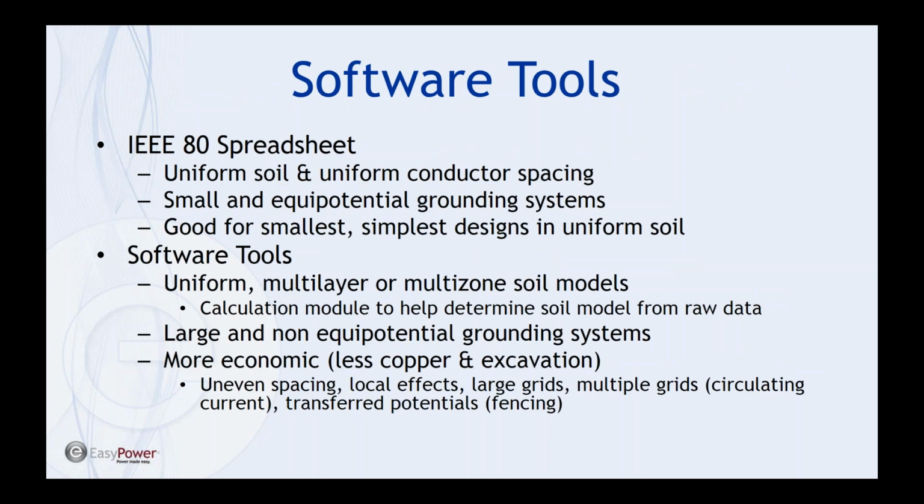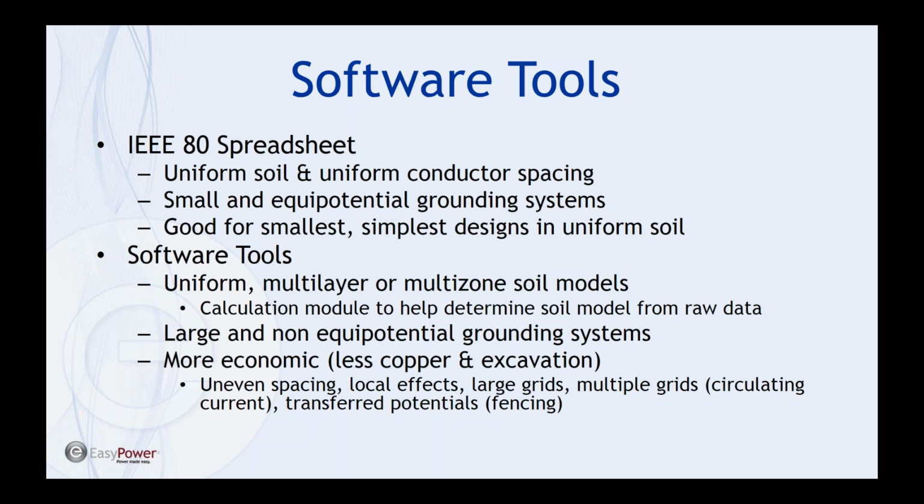So, software tools that are used to aid in the calculation of this design. The most basic that is available and has been available for a long time is the IEEE 80 spreadsheet. This is a spreadsheet that can take a user through all of the calculation steps necessary to design a grid. The spreadsheet is useful for a full design, but only in limited situations. And this is because it requires uniform soil, uniform conductor spacing, generally good for small and equipotential grounding systems.